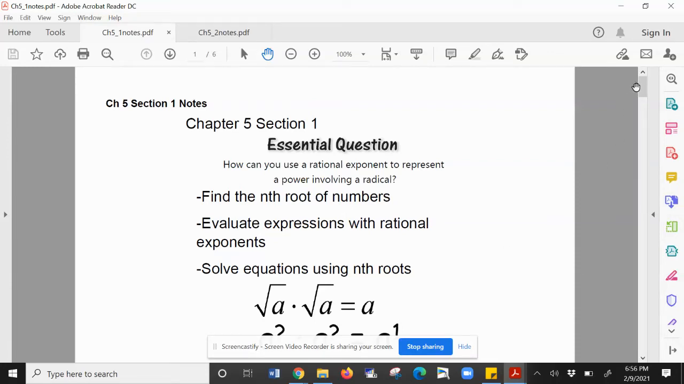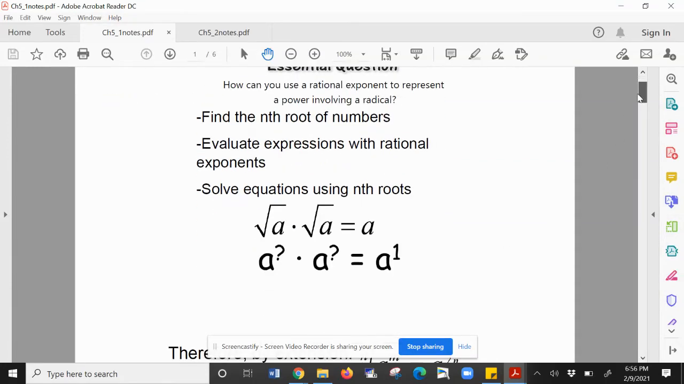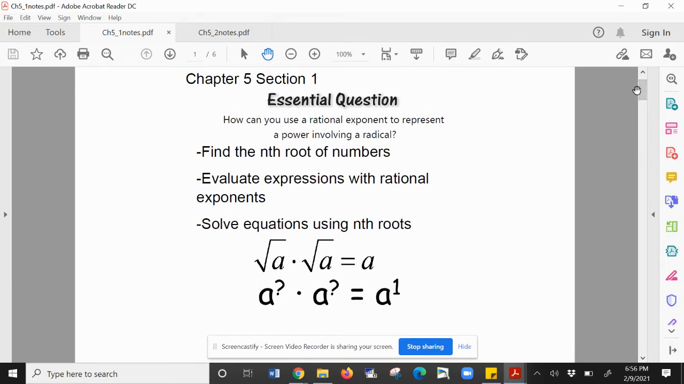Welcome to 5.1 Notes. Here's what we're going to try to figure out in 5.1. It's a new chapter. We're going to learn all about radicals, square roots and cube roots and all those kinds of things and what to do with them. So our goal is to find the nth root of a number, evaluate expressions with rational exponents, that's something new, and solve equations using the nth roots.